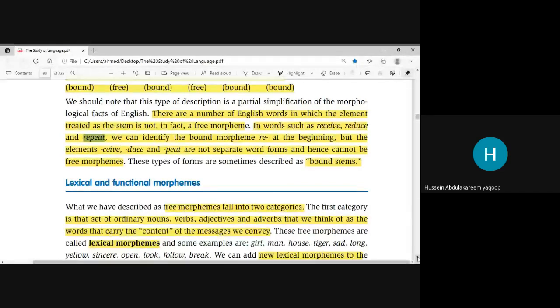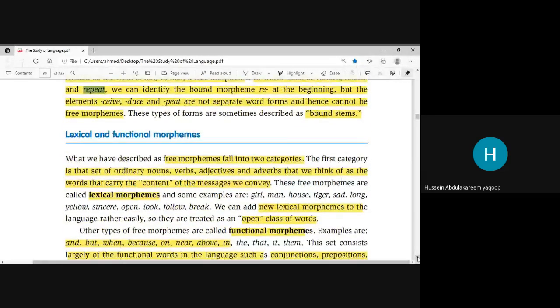Okay, now let's move to talk about the types of free morphemes. What are these types of free morphemes, please? Let me see your hands again. Anybody interested in telling us the types of free morphemes? Nobody? Okay, Yasemin, please.